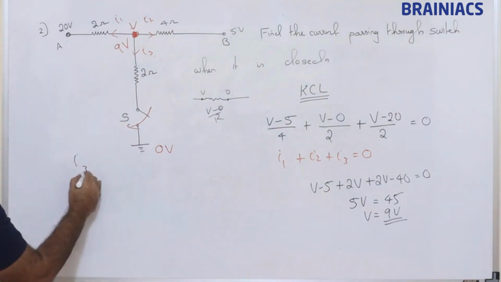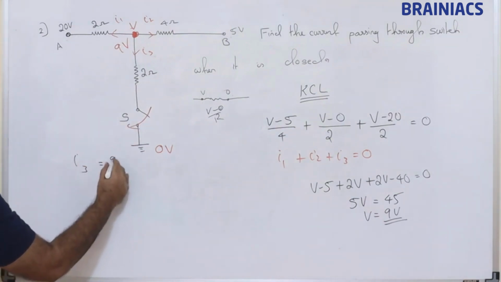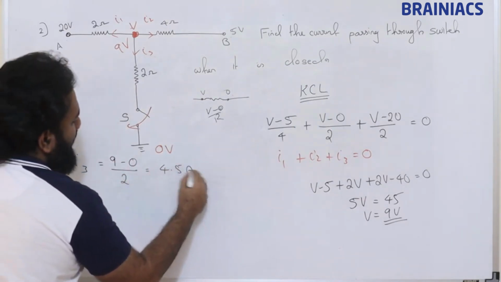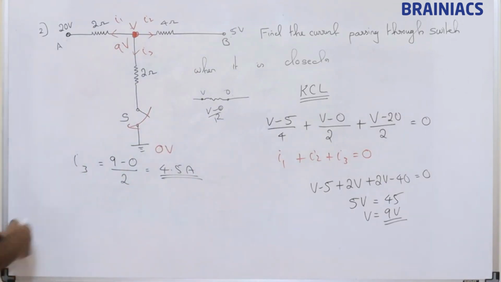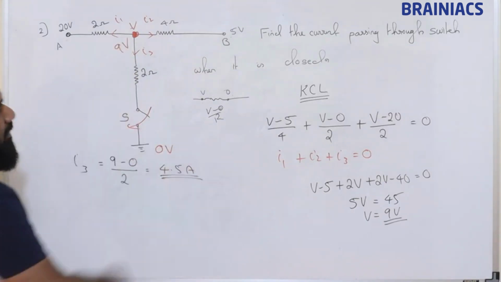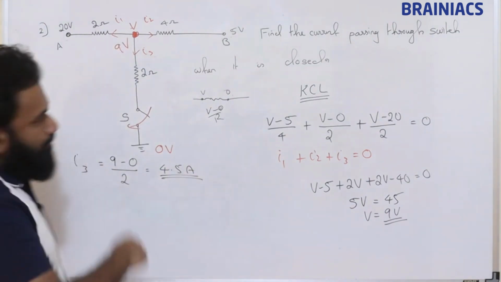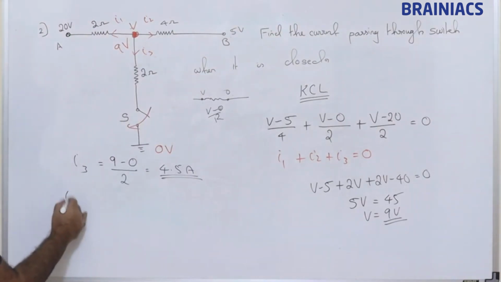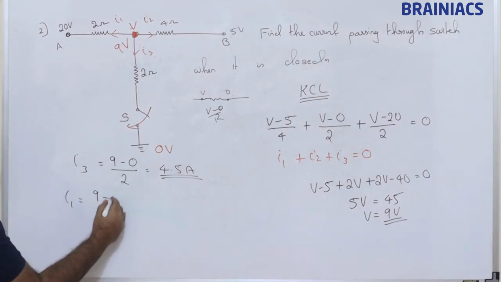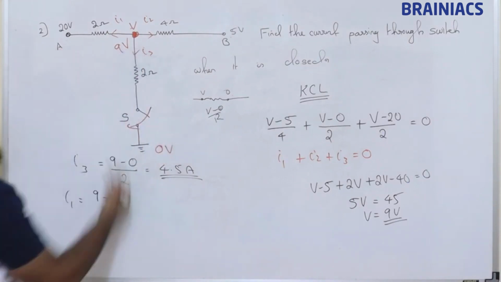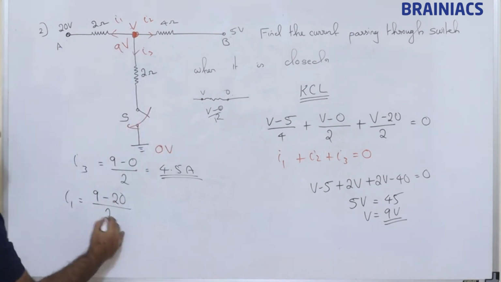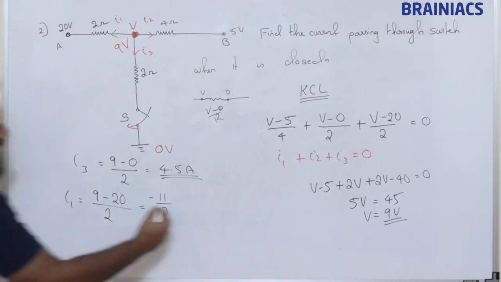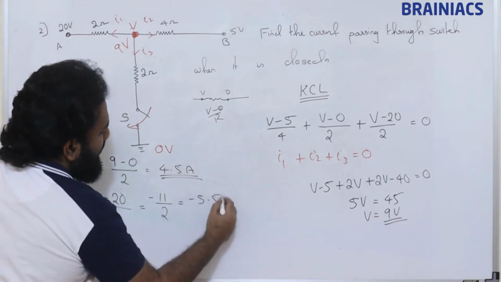Now suppose we need to find the current through this. Simply, I3 is equal to (9 minus 0) divided by 2. This is going to be 4.5 ampere. I found this is nothing but 4.5 ampere. Suppose if you want to find any of these, we will find that also. I1 is equal to 9 minus 20, as we have taken it as leaving current, divided by 2. What is this? Minus 11 by 2, that is minus 5.5 ampere.